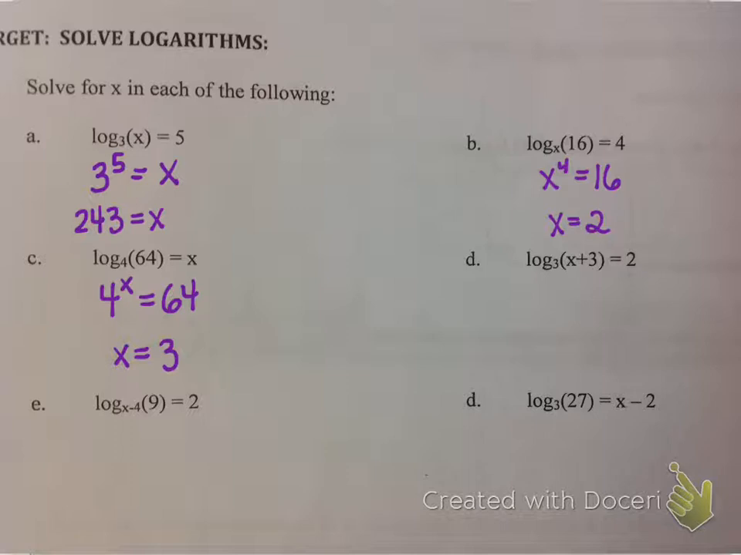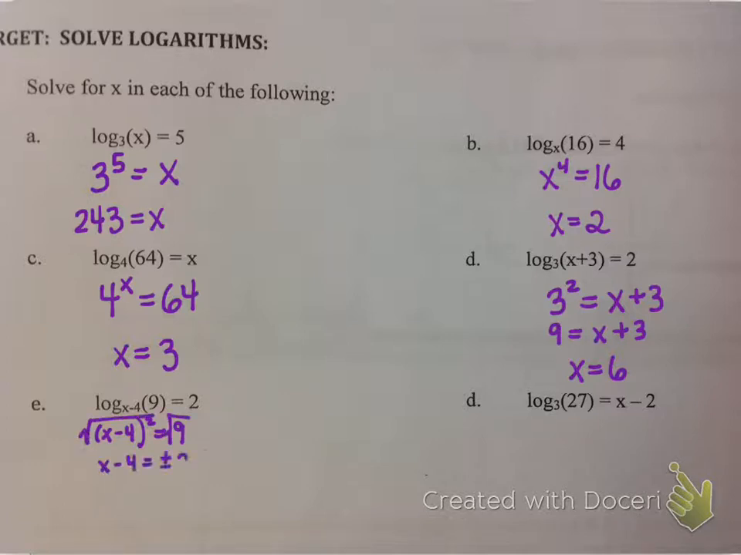Letter D takes one extra step. I say 3 squared equals x plus 3. I know 3 squared is 9, so 9 is x plus 3. I subtract 3 from both sides, and I get x equals 6. In letter E, I take x minus 4 squared, and I should get 9. Now this one's a little bit tricky, and it trips some of you up. You take the square root of both sides, and when you do that, remember, you get x minus 4 equals plus or minus 3. You can't forget that when you take the square root. So that means I'm going to write two equations, one that's equal to a positive 3 and one that's equal to a negative 3.